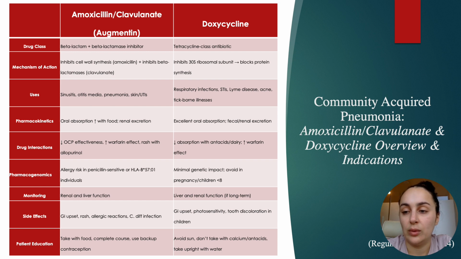It is well absorbed orally, especially with food, widely distributed in the tissues, partially metabolized in the liver, and excreted primarily via the kidneys. Drug interactions include reduced efficacy of oral contraceptives, increased bleeding with warfarin, and rash when combined with allopurinol. Monitoring includes renal and hepatic function. Side effects include gastrointestinal upset, rash, and rarely serious allergic reactions or C. difficile colitis.